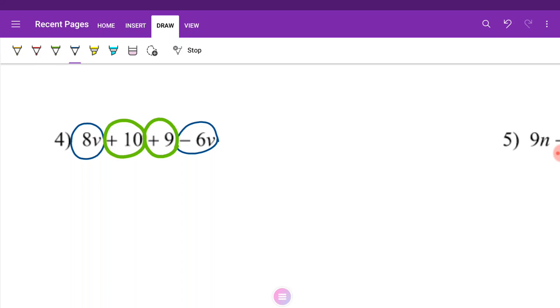So 8v and negative 6v, you can either think add those two together, 8 and negative 6, or you can just read it as subtraction, 8v minus 6v. Either way gives you 2v. And positive 10 plus 9 is 19. It's a positive 19, so we're going to put a plus.